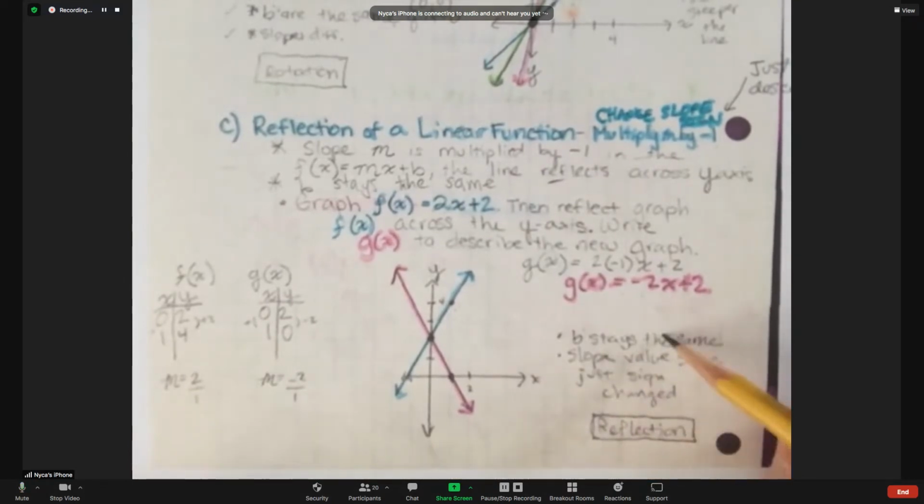How do we justify or describe when asked? B stays the same. That's your y-intercept. But the slope value stays the same, but the sign changed. In other words, the number is the same, but it goes from positive to negative or negative to positive.